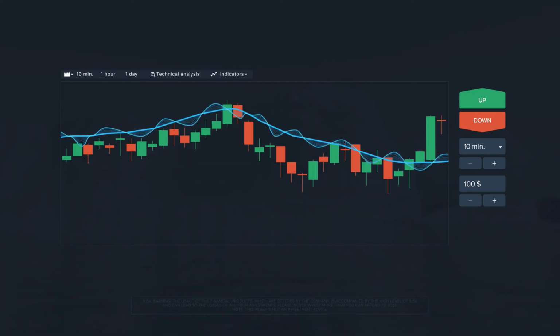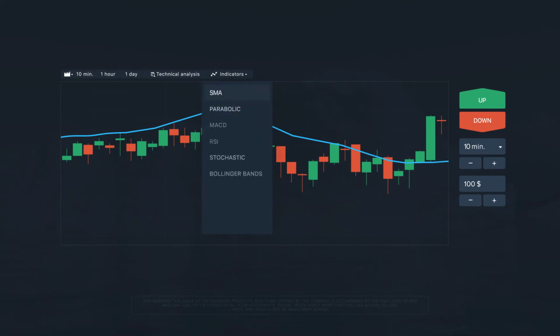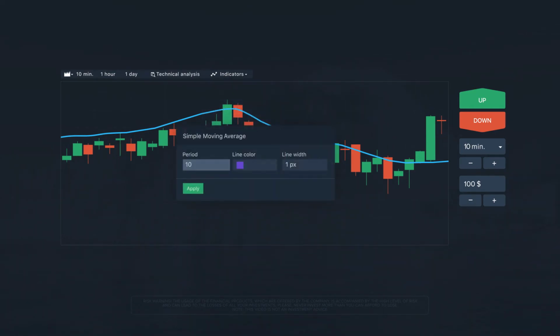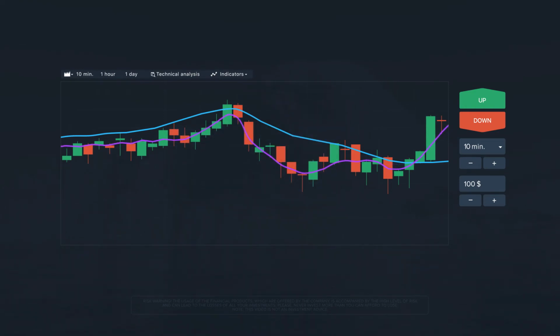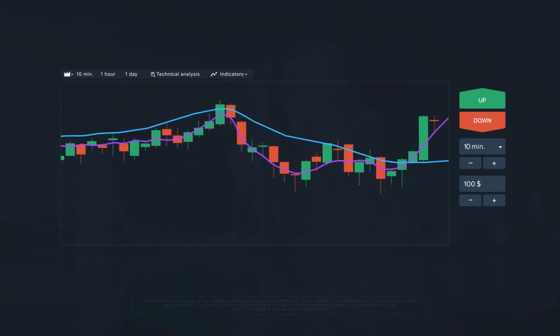But to trade on the SMA, we'll need one more such indicator, but with different settings. We need to reopen the Indicators table and set the period to 4. If we watch these two indicators at the same time, we'll get clear signals to enter a trade when they intersect.